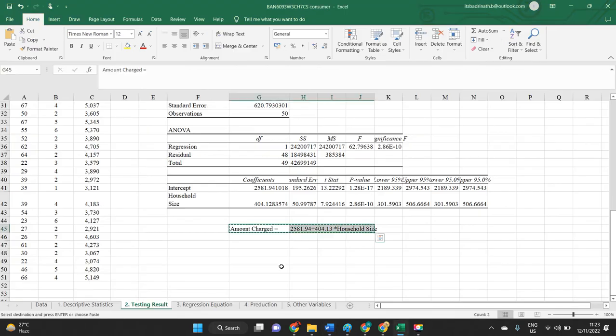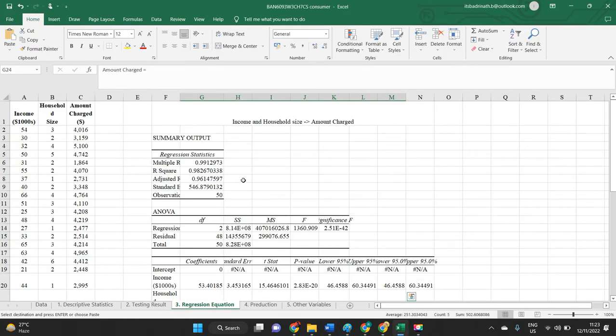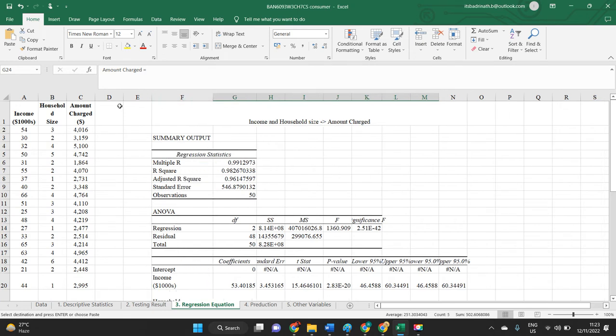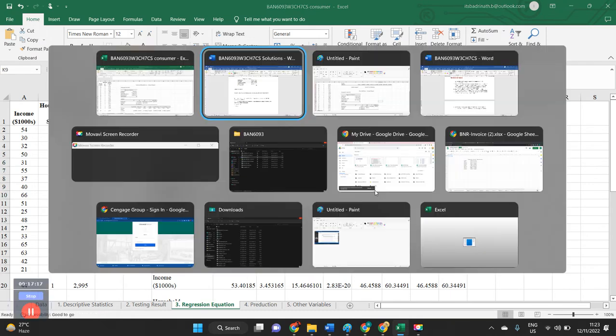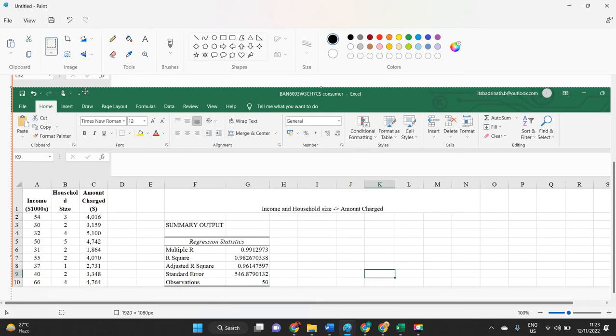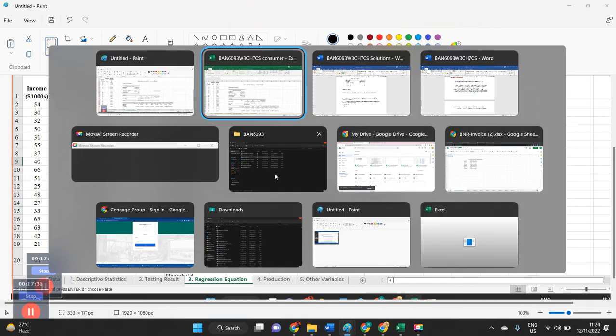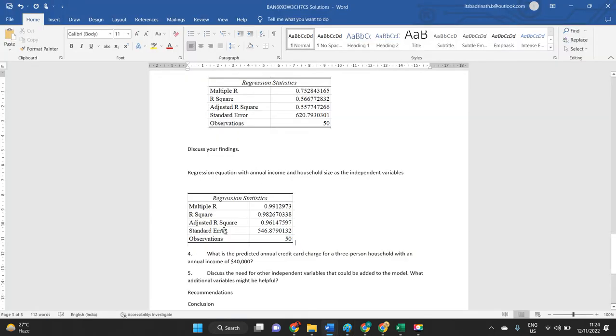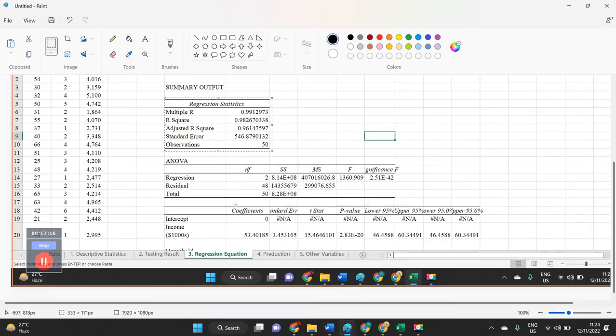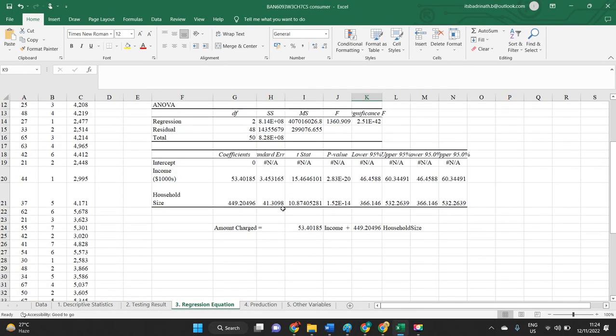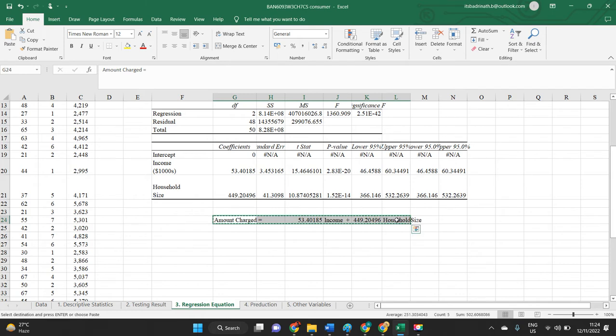I have created that equation too. So the third question, regression equation. Here I have applied linear regression on these three elements. Now, what is the regression statistics? Let me copy and paste the regression statistics. This is the regression statistic, and I already calculated the linear regression equation that is given as follows.